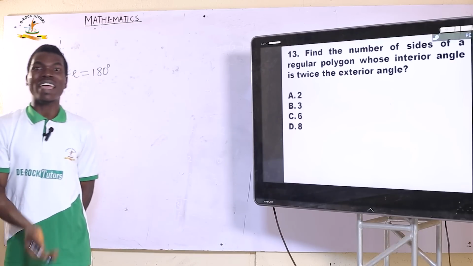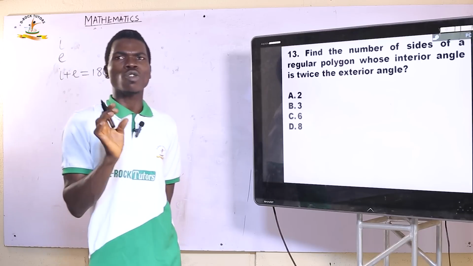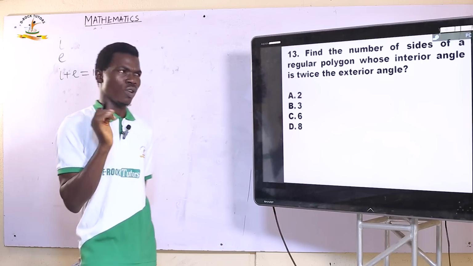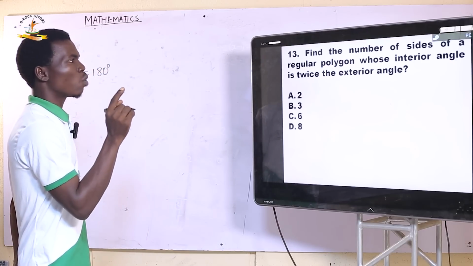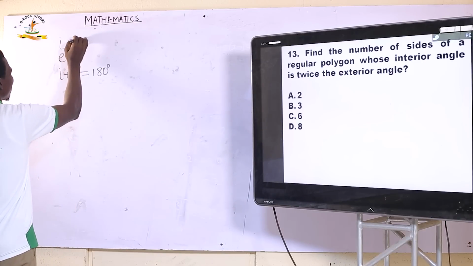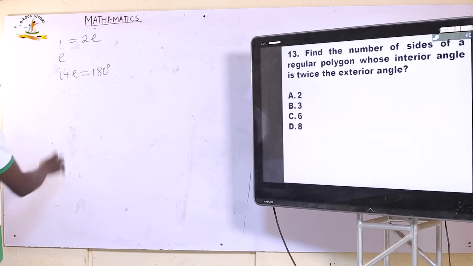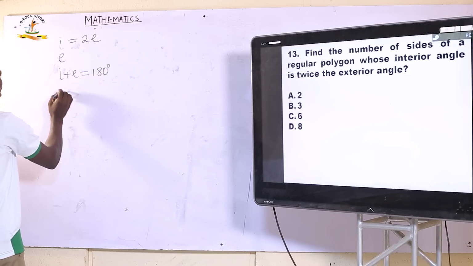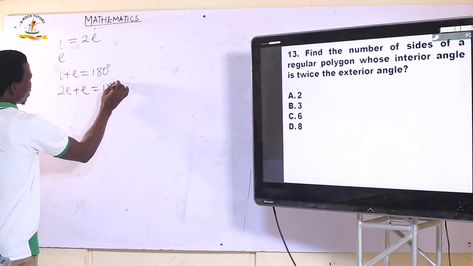For any regular polygon, the sum of the interior and the exterior is always going to give you exactly 180 degrees. However, let's look at the question again. It says if the interior angle is twice the exterior, it means that I equals 2E. I can fix it in this equation, and instead of writing I, I have what? 2E plus E equals 180 degrees.